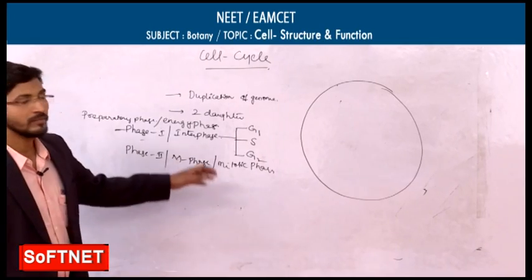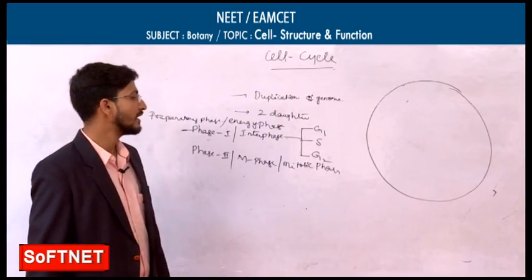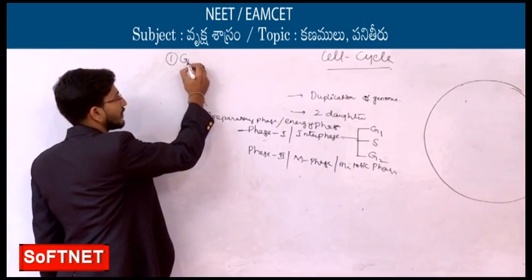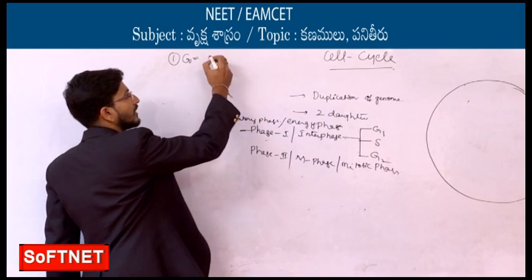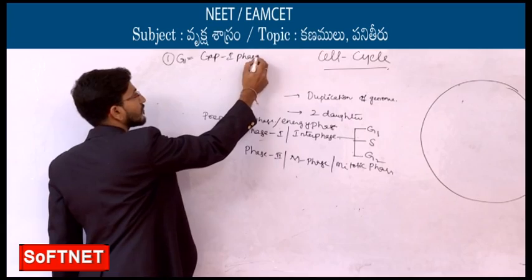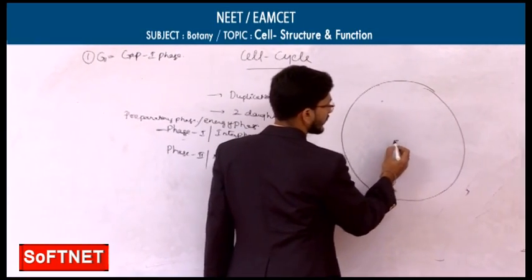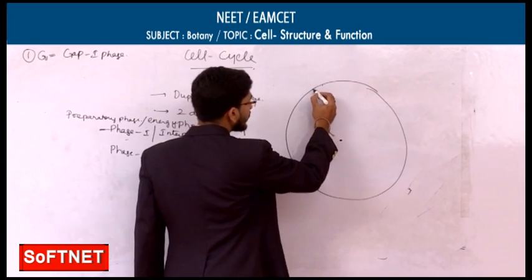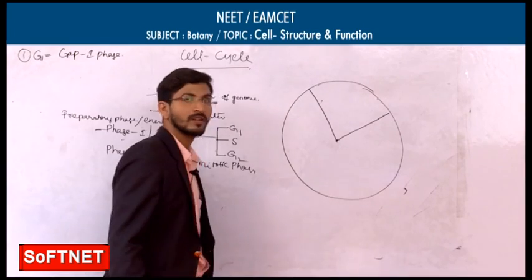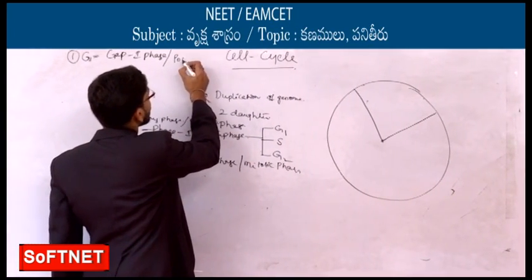So interphase can be divided into 3 phases. What are those? G1, S and G2. First G1. The G1 phase is also known as the gap 1 phase. If you take a cycle, in that generally G1 is also known as the post-mitotic phase.